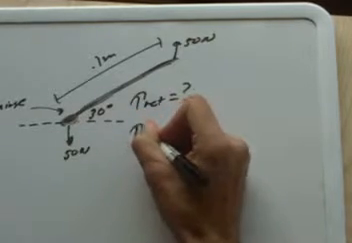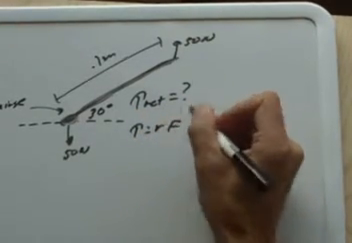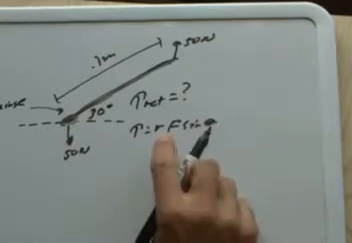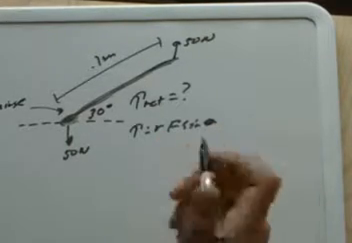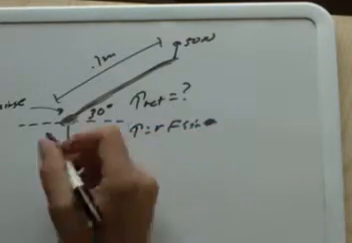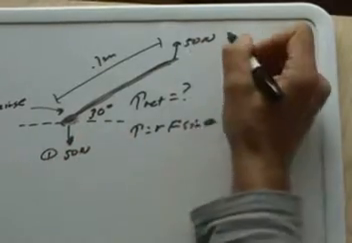Well, the working equation we have for torque is moment arm times force times the sine of the angle between the moment arm and the force. Let's see what we have for these two forces. So this is the first force right here. This is the second force right here.